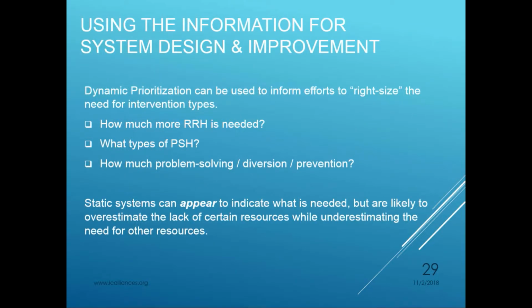Dynamic prioritization can also be used to inform efforts to right-size the need for intervention types. So it can help answer questions accurately, such as how much more rapid rehousing is needed, what types of PSH are in shortest supply. I know that we ask those questions of ourselves a lot. How much diversion is needed? How much prevention? Static prioritization may seem to indicate what we need for those, but it's likely to overestimate the lack of certain resources based on assigned scores to a household at a point in time, and then underestimate other resources.